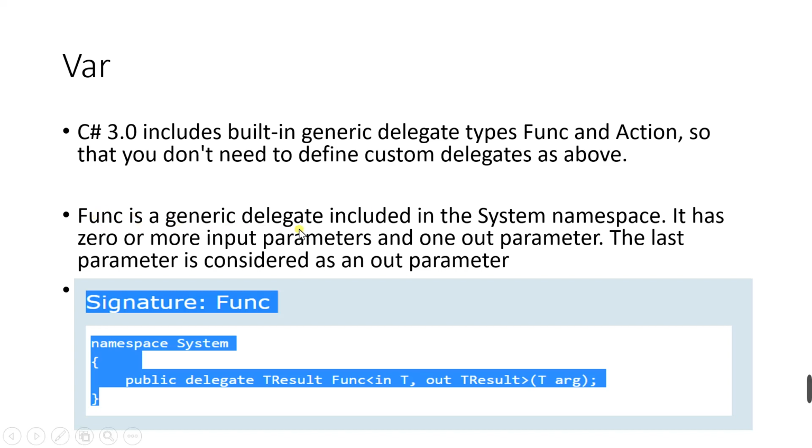Func is a generic delegate included in the System namespace. It has 0 or more input parameters and 1 output parameter. That means it can take 1 to 16 input parameters, but there would be one output parameter. There would be one output that matches with the delegate. The last parameter is considered as the output parameter.